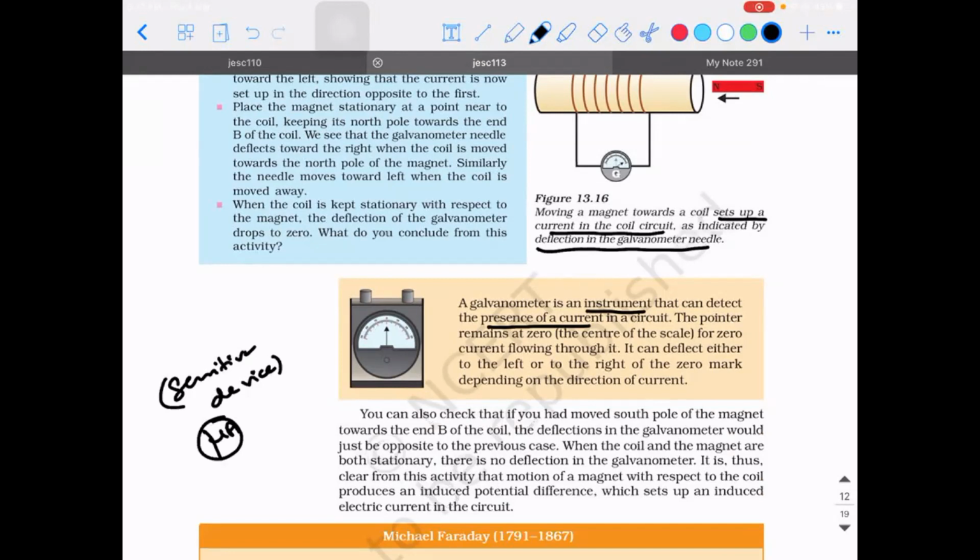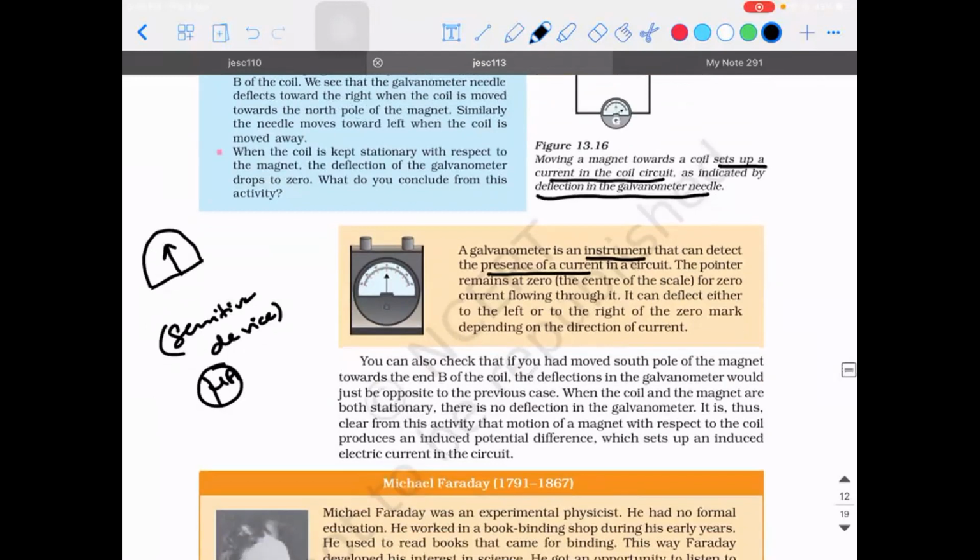What is the difference between a galvanometer and an ammeter? If there is a practical based question, I might give you a device like this where the pointer is in this way, and another device like this where the pointer is somewhere over here. Both have something to do with current. I want you to identify which is a galvanometer and which is an ammeter. The first one is the galvanometer and the second one is the ammeter. Yes, that's right.